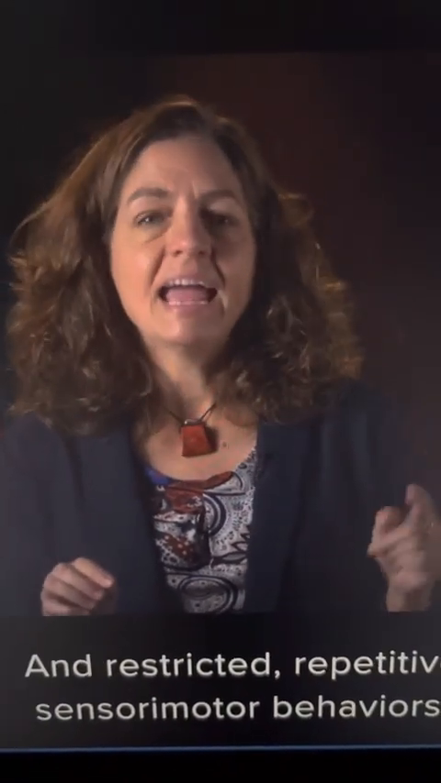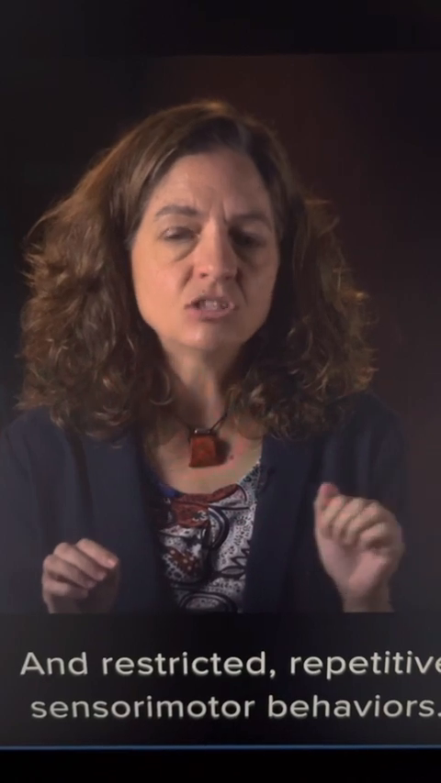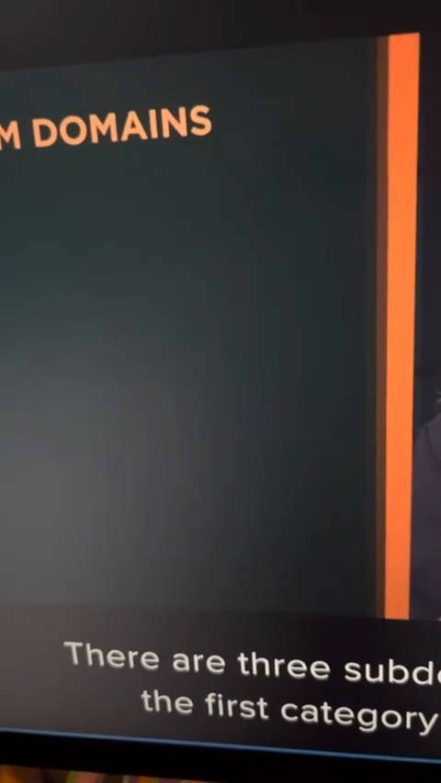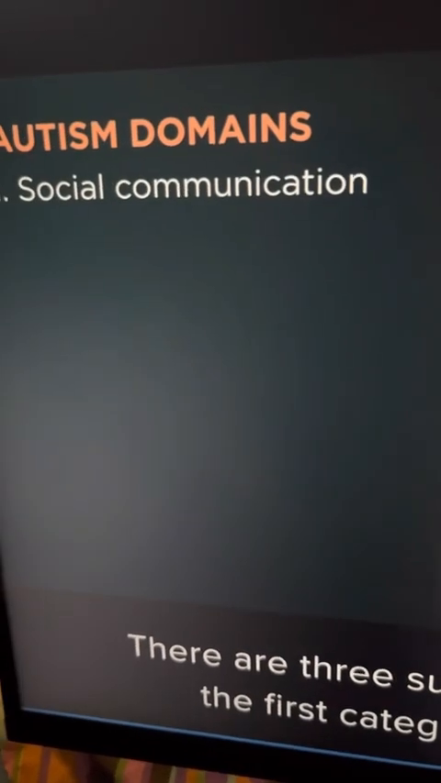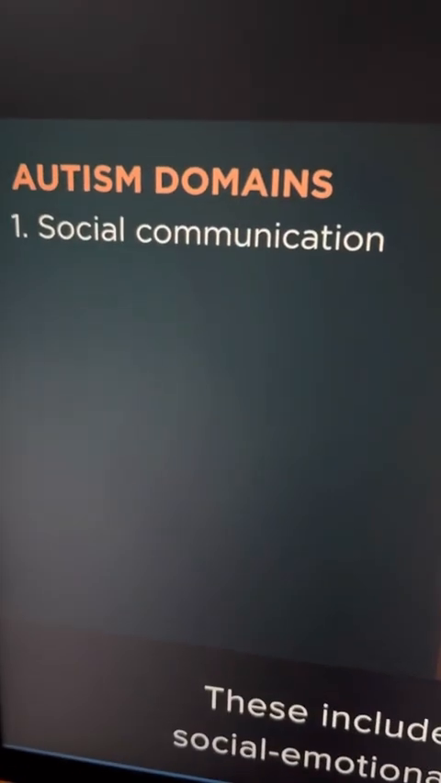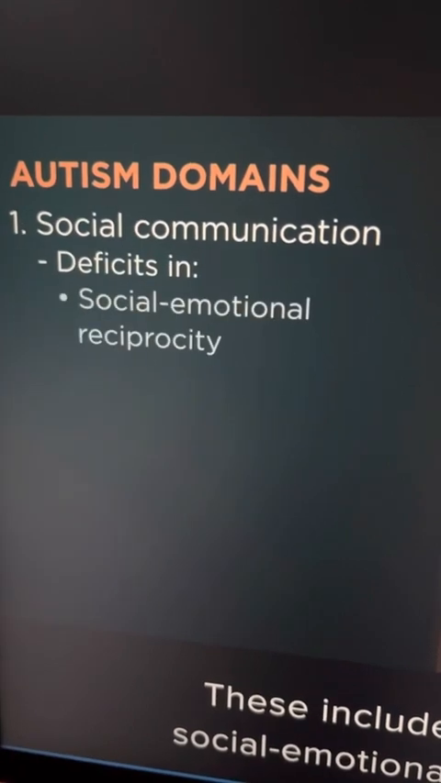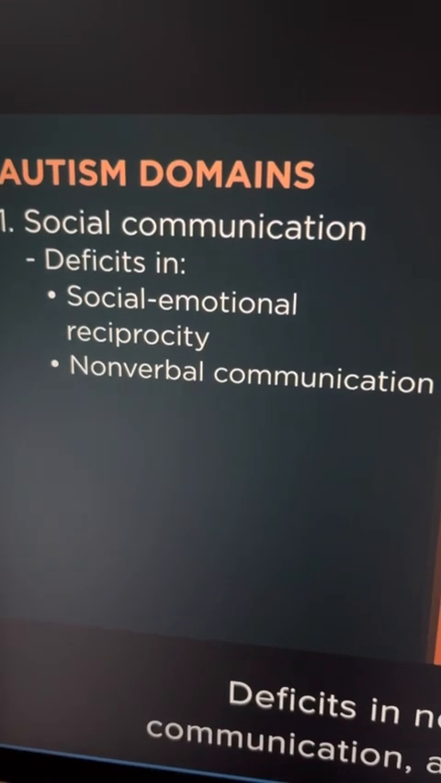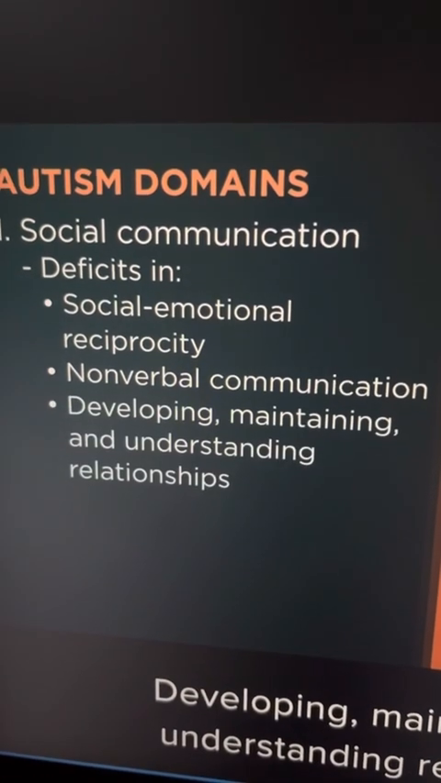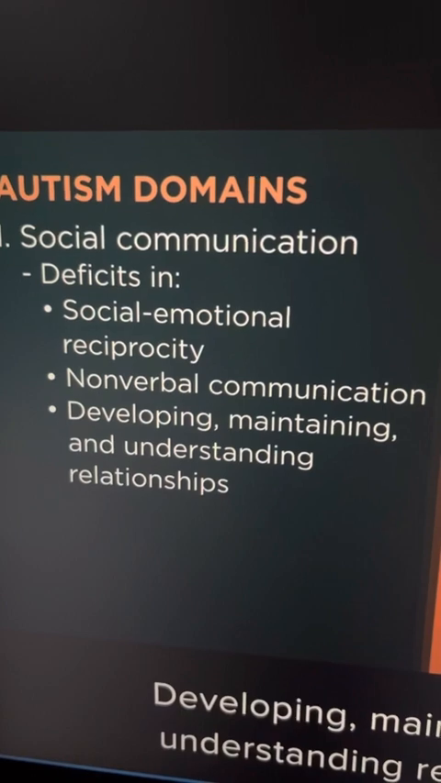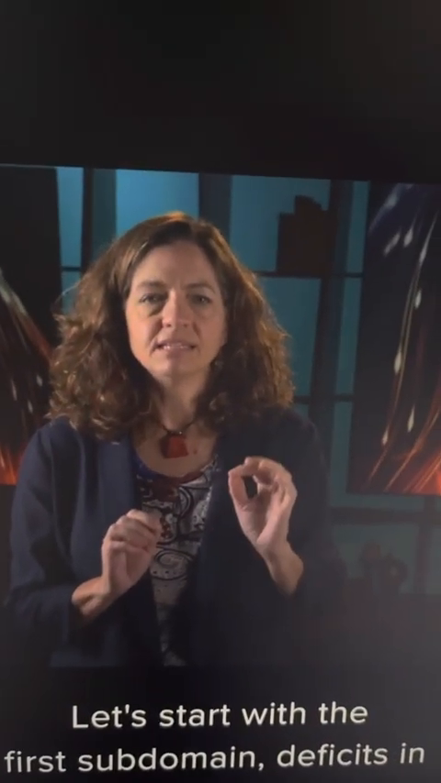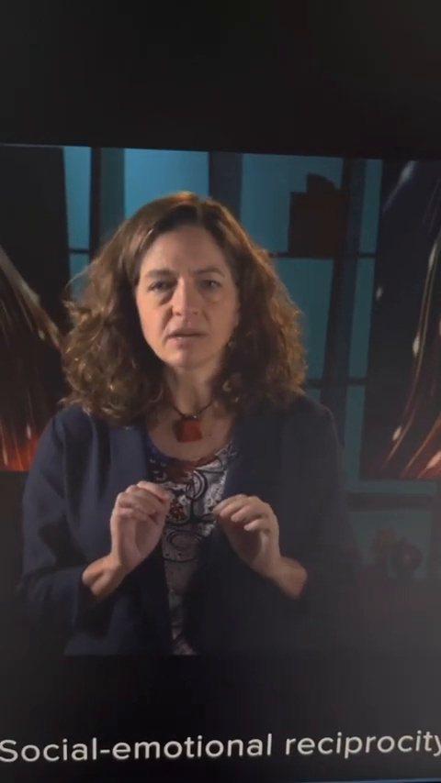Two domains: social communication and restricted, repetitive sensory-motor behaviors. There are three subdomains under the first category of social communication. These include deficits in social-emotional reciprocity, deficits in nonverbal communication, and deficits in developing, maintaining, and understanding relationships. Let's start with the first subdomain, deficits in social-emotional reciprocity.